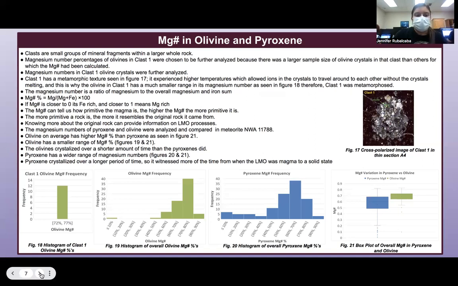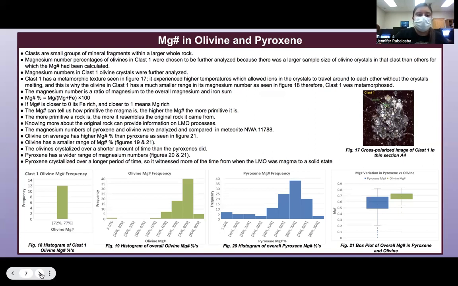So the Mg number can tell us how primitive the magma is, and the higher the Mg number, the more primitive the magma is. The more primitive a rock, the more it resembles the original rock that it came from, and knowing more about the original rock can provide information on the lunar magma ocean processes.